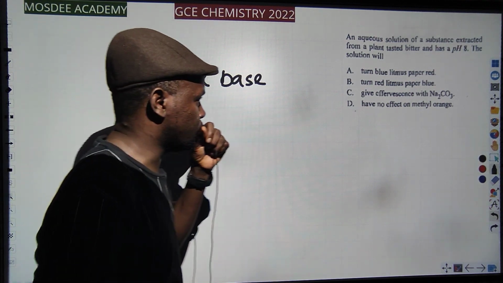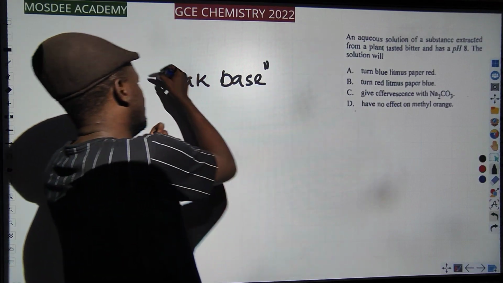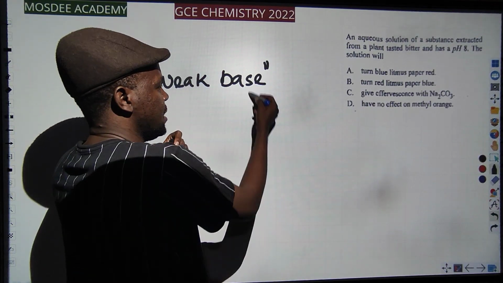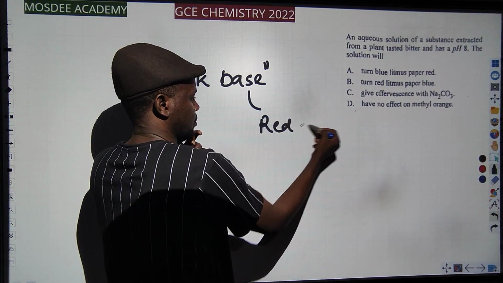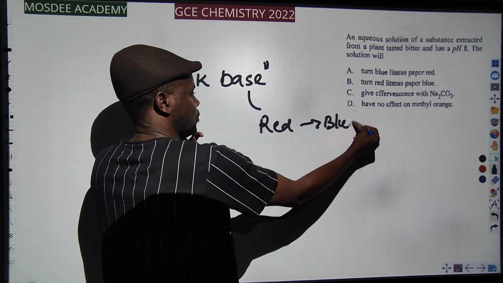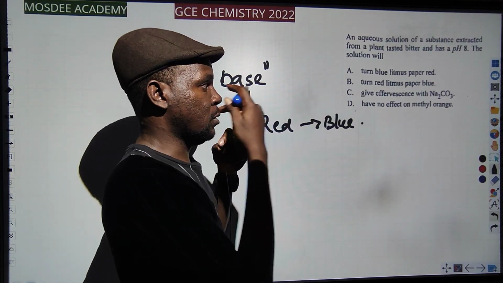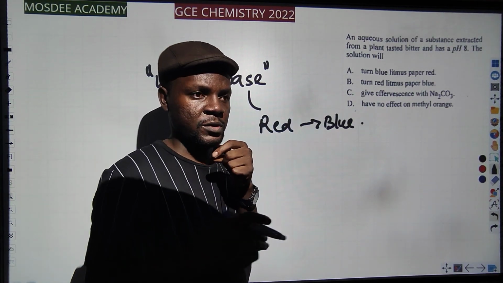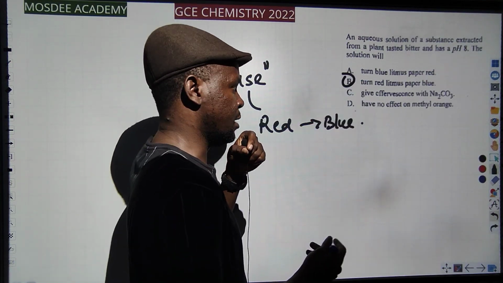So all we need to do now, guys, is to see which of the following is the characteristic of a weak base. A base turns red litmus paper blue. You know that very well from junior classes. So let's see. Turns blue litmus paper red is a characteristic of an acid. Turns red litmus paper blue, yes, is a characteristic of a base.